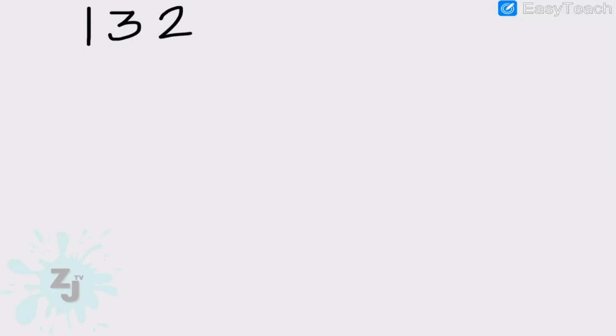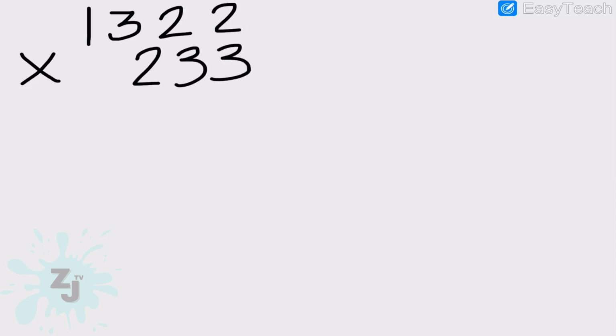132, rather, 1,322 multiplied by 233. This would be just like we did on the previous example, but this is a much more complex one.